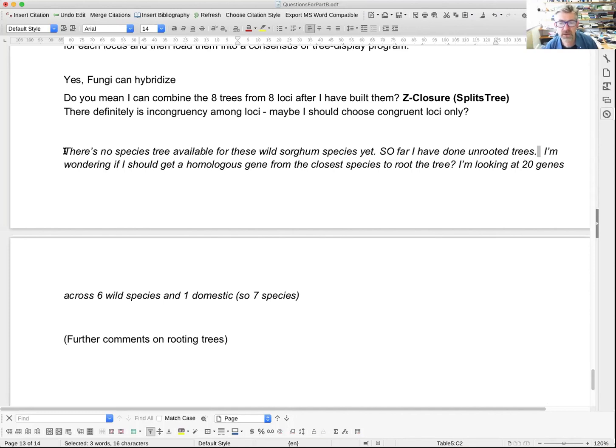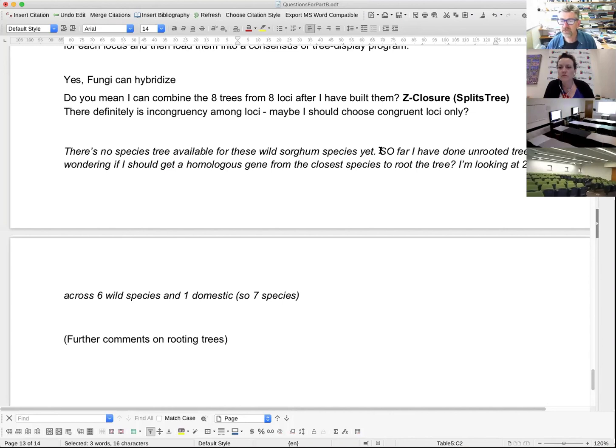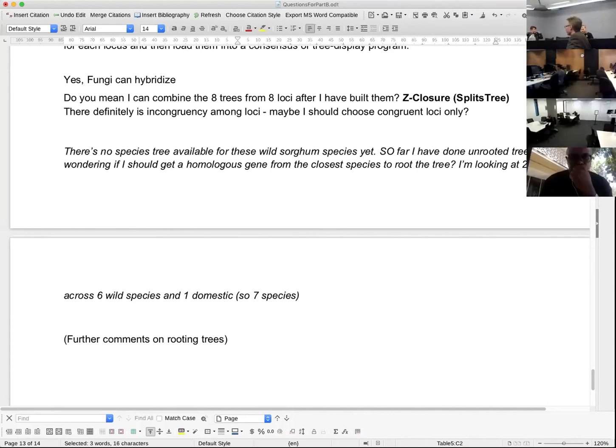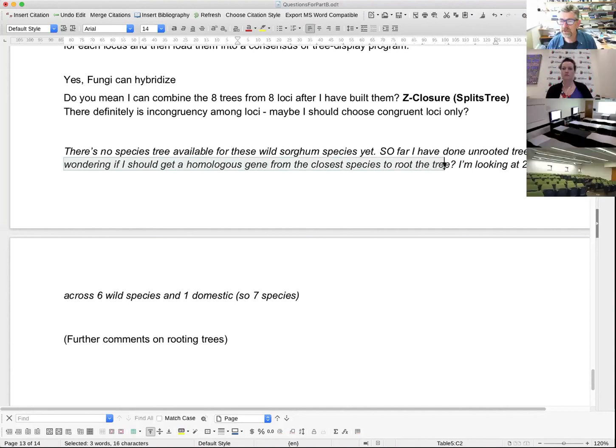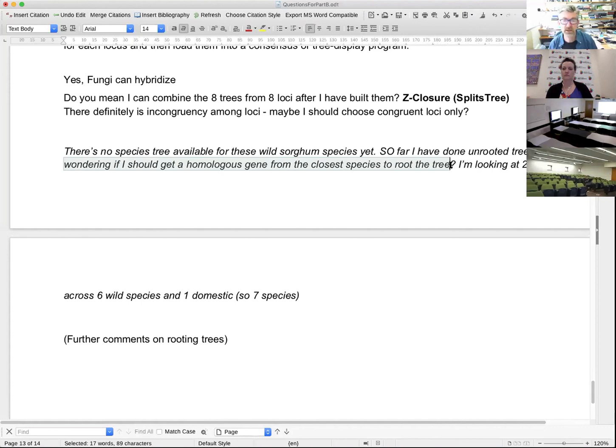So what you have now, and I remember we discussed this a little bit last time, is that most methods infer unrooted trees. And if you're after a rooted tree, you do need something like an outgroup. I've got a bit of feedback. Someone's unmuted. So yes, the suggestion that you should get a homologous gene from the closest species to root the tree, that is spot on. That's what you need.